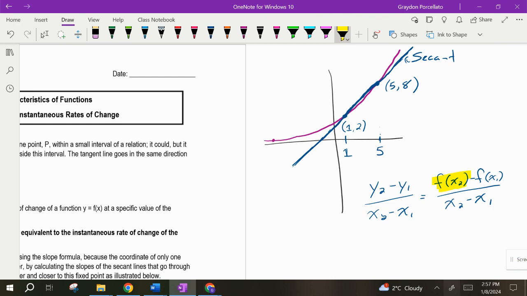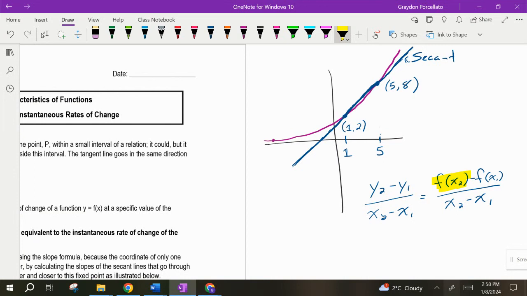Now the question becomes, because these rates are constantly changing, what if I want to know the slope of the graph at a specific point? I don't want to know the average between 2 points, but I want to know at a specific point how steep my graph is, or what is the rate of change at a particular point. Being able to find that information allows us to analyze different functions in different ways.